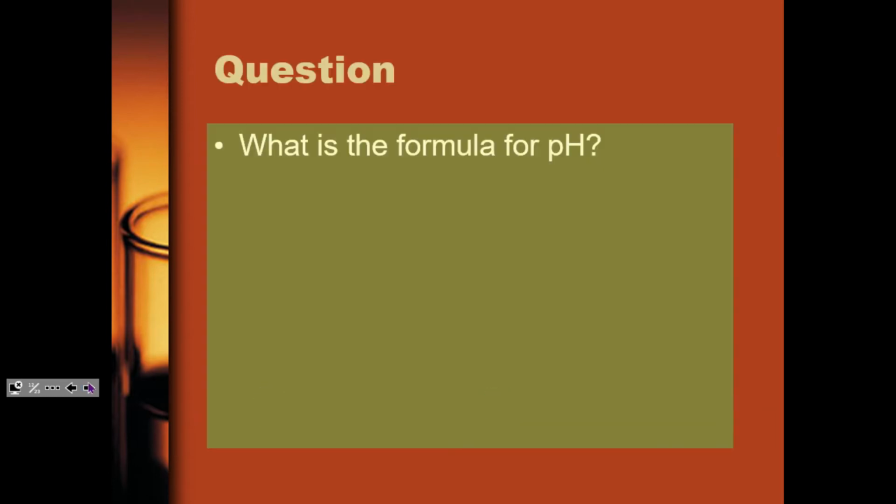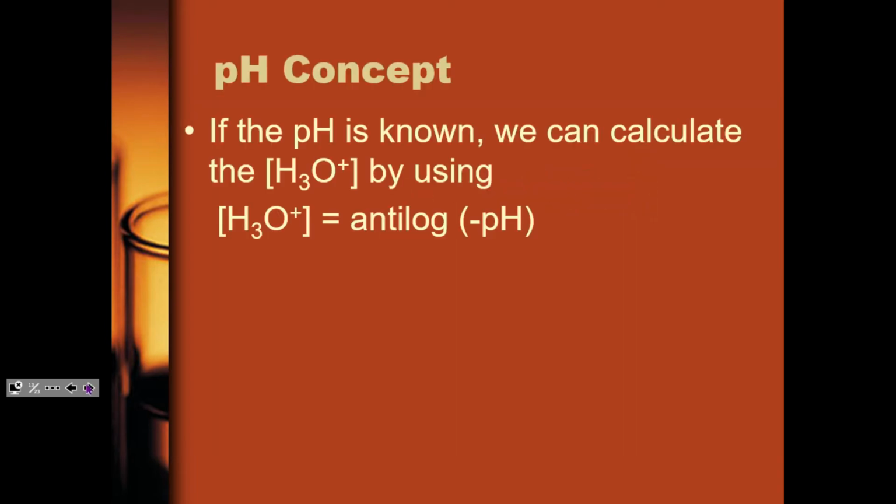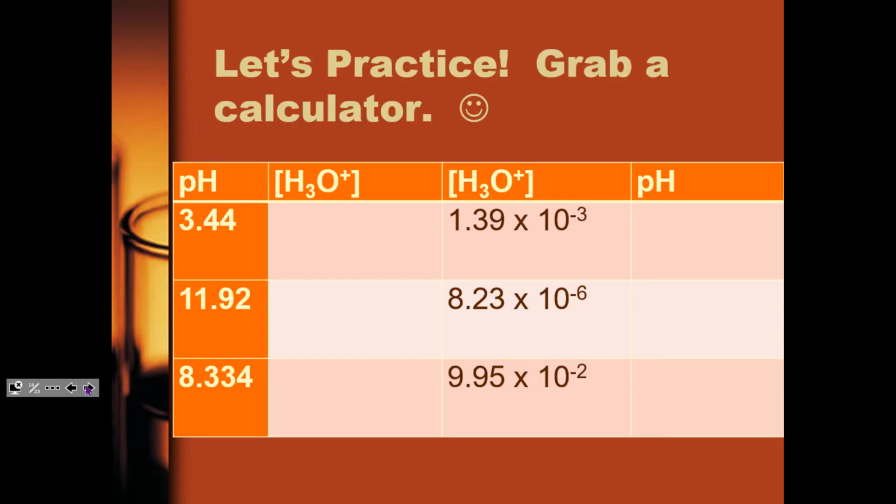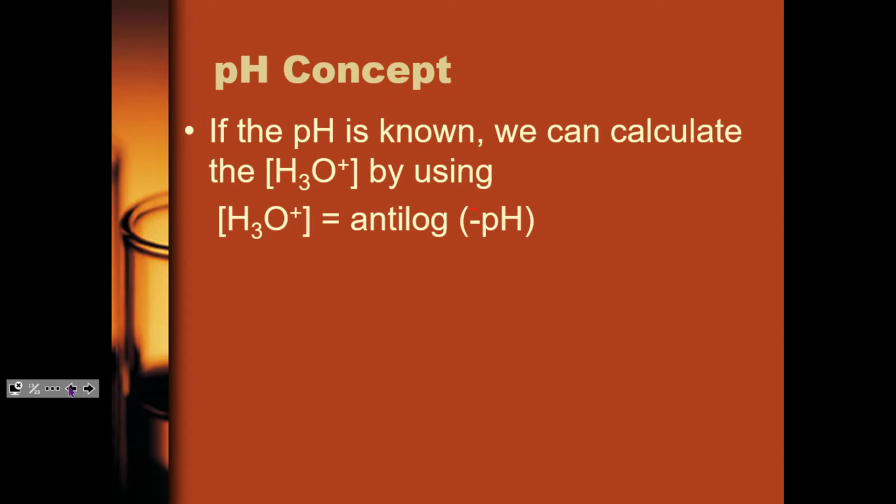So what is the formula for pH? Let's summarize. pH is going to be equivalent to the negative log of the H plus, or what we call the H3O plus concentration. So if the pH is known, we can also calculate the concentration by using what we call an anti-log. So the formula is H3O plus concentration equals the anti-log of the negative pH. So make sure we are aware that there is a negative value there in that formula.